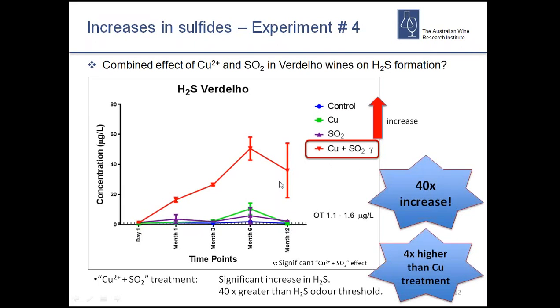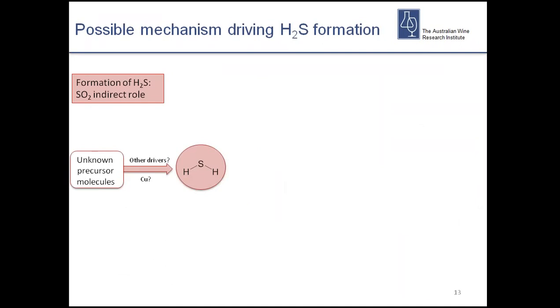And it's also important to see that this combination of copper and SO2 had a 4 times higher concentration of hydrogen sulfide than samples treated just with copper. So there's definitely an interaction happening between the copper and SO2 that can lead to an enormous increase in hydrogen sulfide. But how is this happening? What are the driving forces behind this formation of hydrogen sulfide? I'll discuss some possible mechanisms here with you.